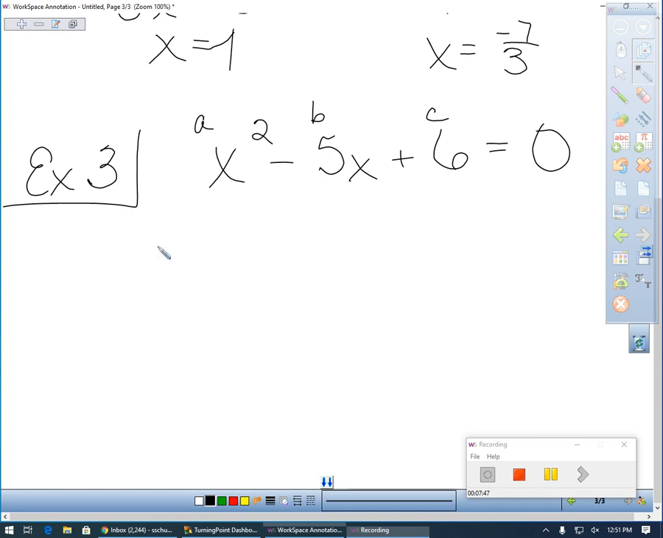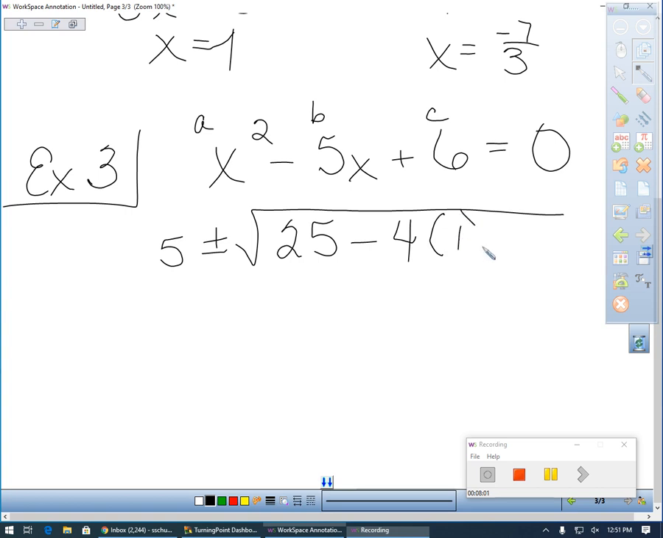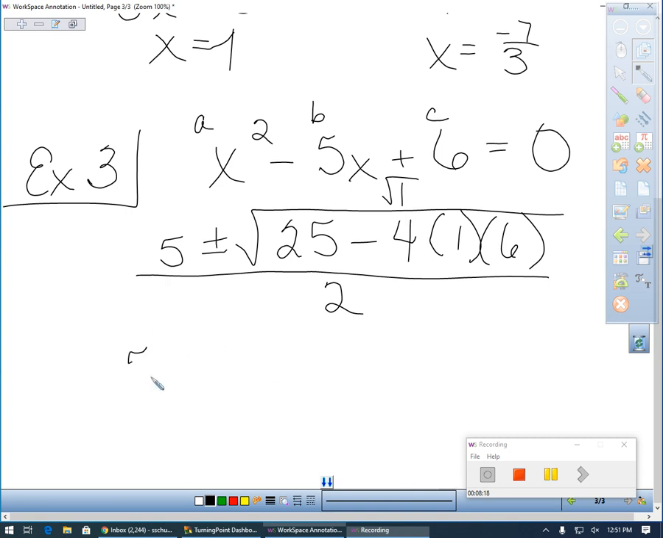Alright, so I have negative B, so positive 5, plus and minus the square root, B squared minus 4 times A times C, all over 2A. Underneath that square root, I have 25 minus 24. What do I have? 1. What's the square root of 1? 1. Alright, so we have 5 plus and minus 1 over 2.